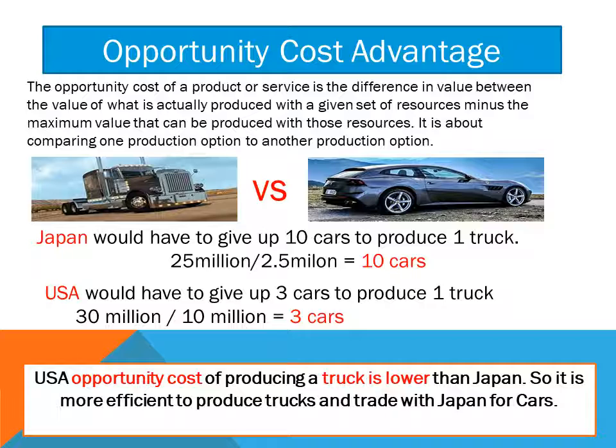USA's opportunity cost is much lower than Japan's. USA only gives up 3 cars to produce one truck. So USA can decide, okay, since Japan seems to be more efficient at producing cars, we're going to buy cars from Japan and we're going to focus on producing trucks. Right? So it boils down to countries looking at the opportunity cost advantage to them of using up the resources that they have to actually produce certain goods and services and weighing the advantage in terms of how efficient they are in producing those.